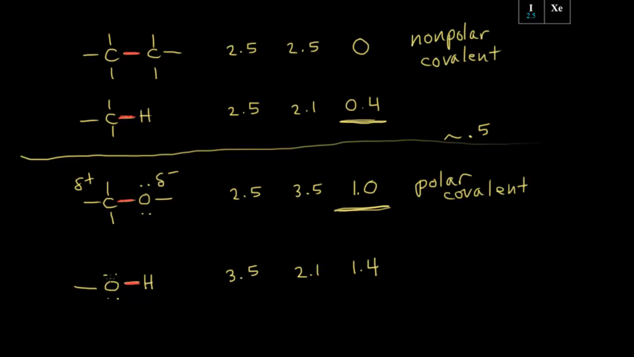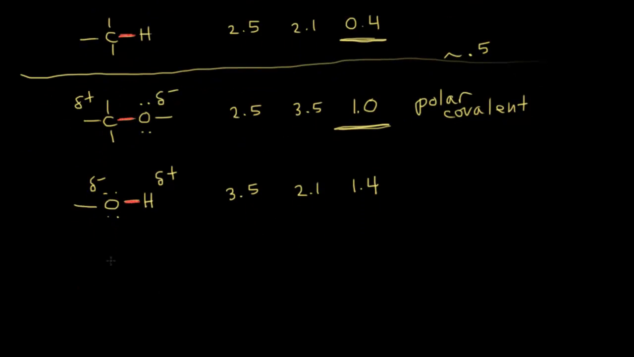Since oxygen is more electronegative than hydrogen, the electrons in red are going to move closer to the oxygen, so the oxygen is going to get a partial negative charge, and the hydrogen is going to get a partial positive charge like that. All right, let's do carbon and lithium now.